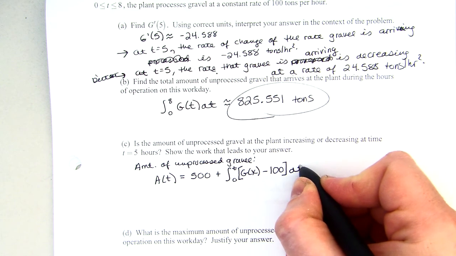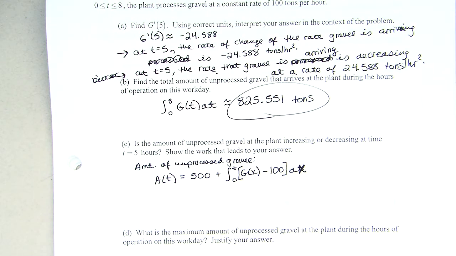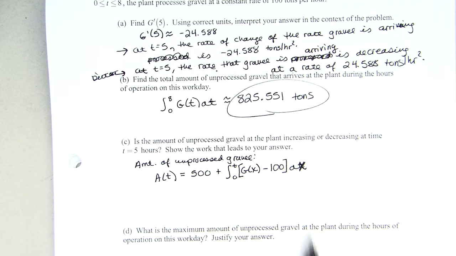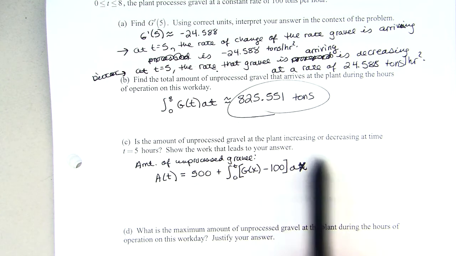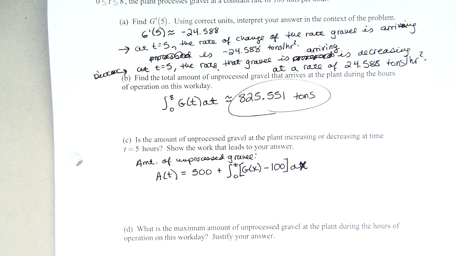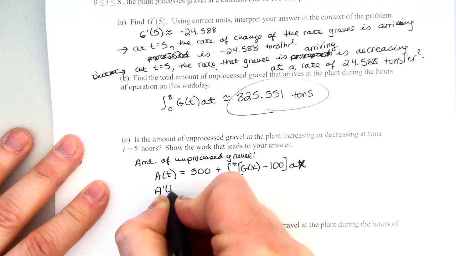That should be dx in this case, thank you. I had dt in my notes and I crossed it out and wrote dx in there and I ignored that over here. That should be dx, it should agree with the variable inside the integral. Now, I want to know if this thing itself is increasing or decreasing. I need the derivative of the amount of unprocessed gravel there, and then I'll plug into that. Okay, let's do A prime of t.